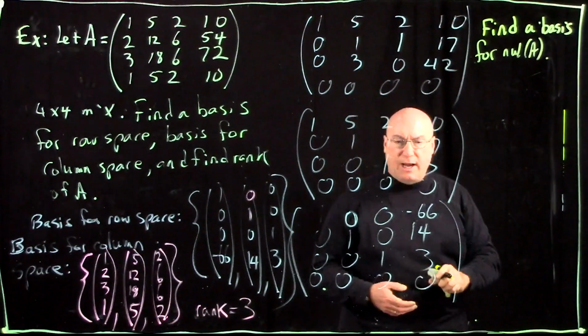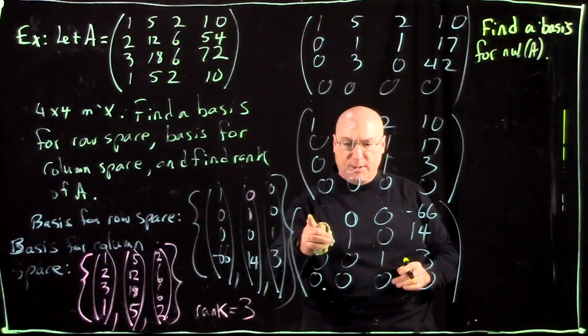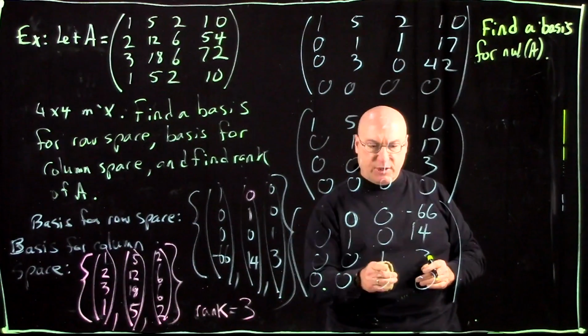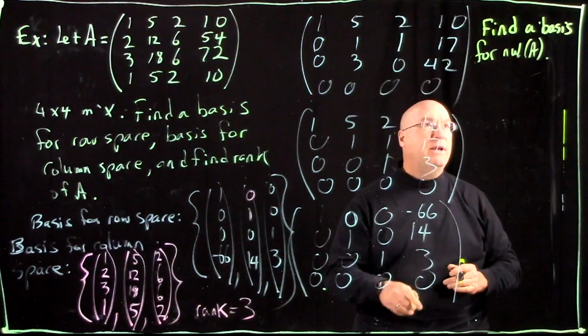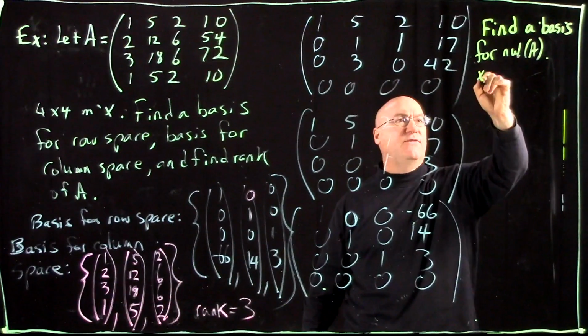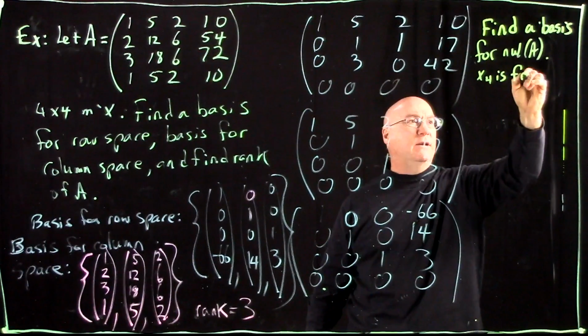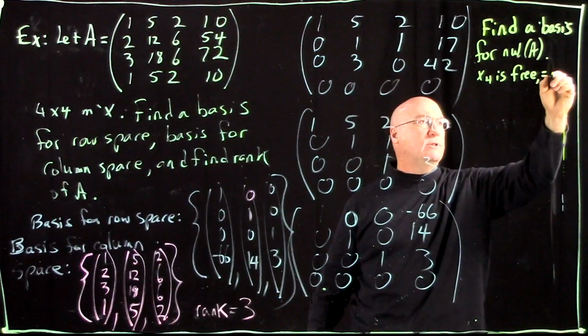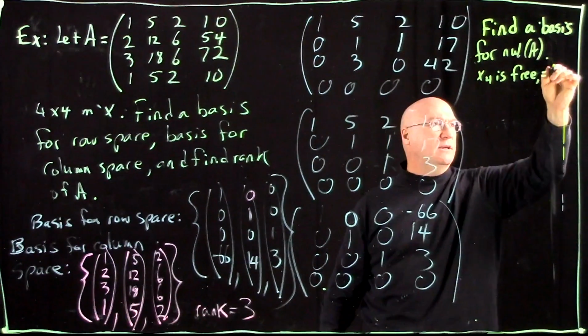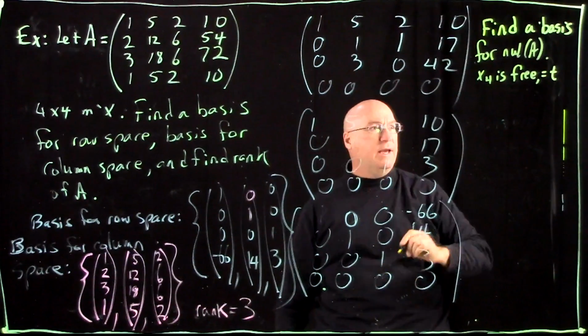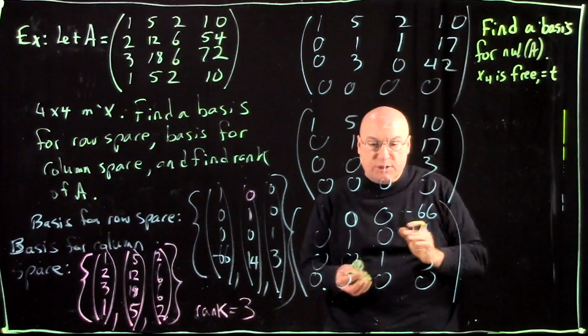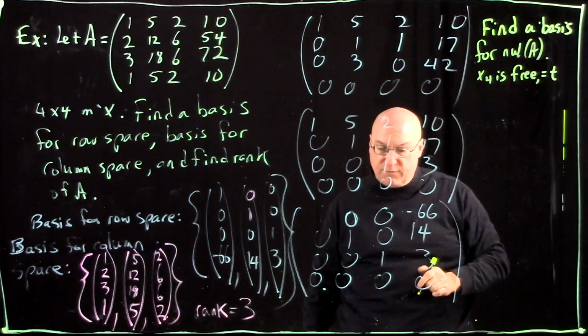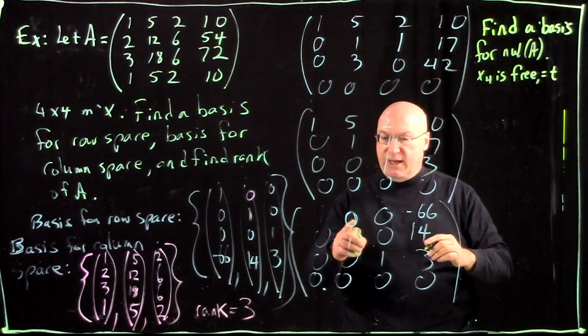All right, well, I have here what? I have 3 pivot columns, so I have 1 non-pivot column. So X4 is free. Let's say it's equal to t. Then I know right now that the null space is going to have dimension 1, right? Because there's 1 free variable. So what am I going to have?